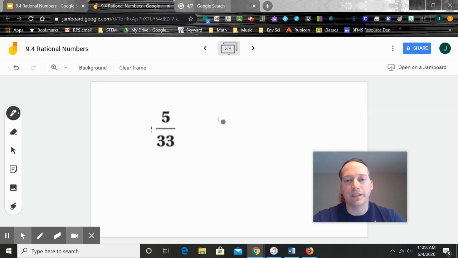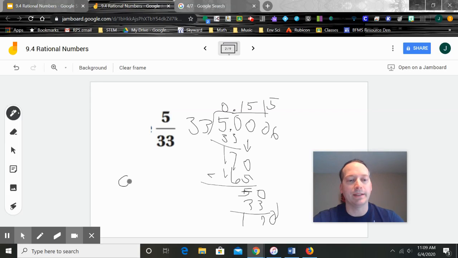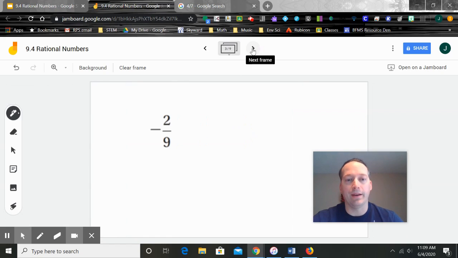The way we do it is you just divide the numerator by the denominator. So the way I would write that is 0.15, and I put the line over everything that is repeating. So the 15 is consistently repeating, so it goes over both the 1 and the 5. Okay, 2/9.